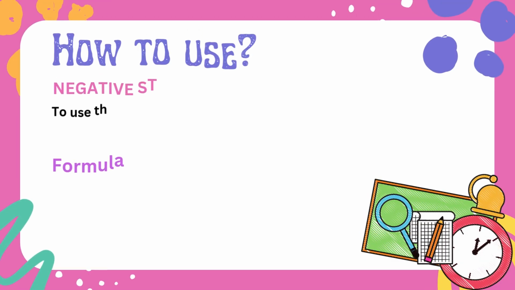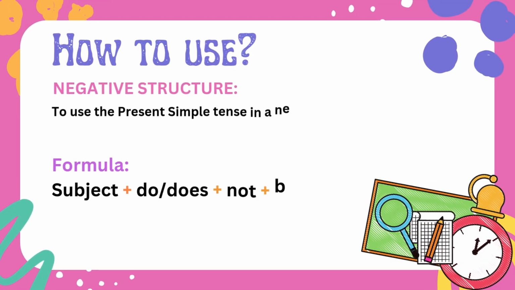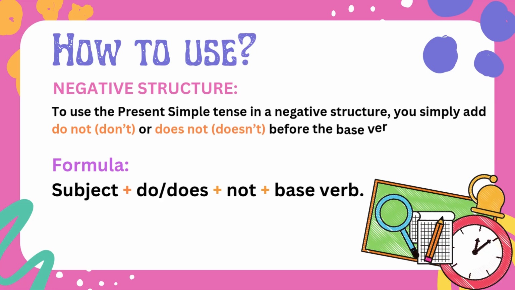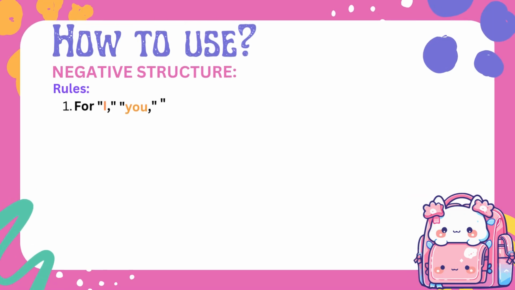To use the present simple tense in a negative structure, you simply add do not or don't or does not, doesn't before the base verb. You start with the subject, add do or does not, and add the base verb. Here are some more examples of a negative structure.